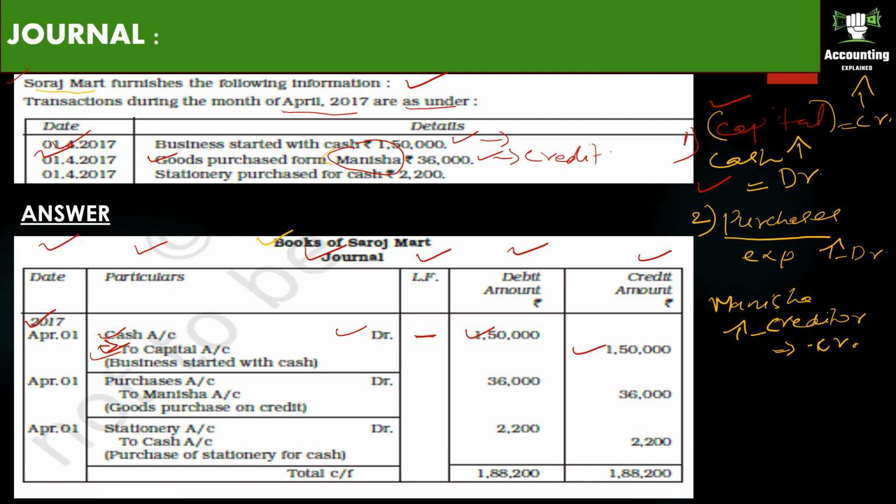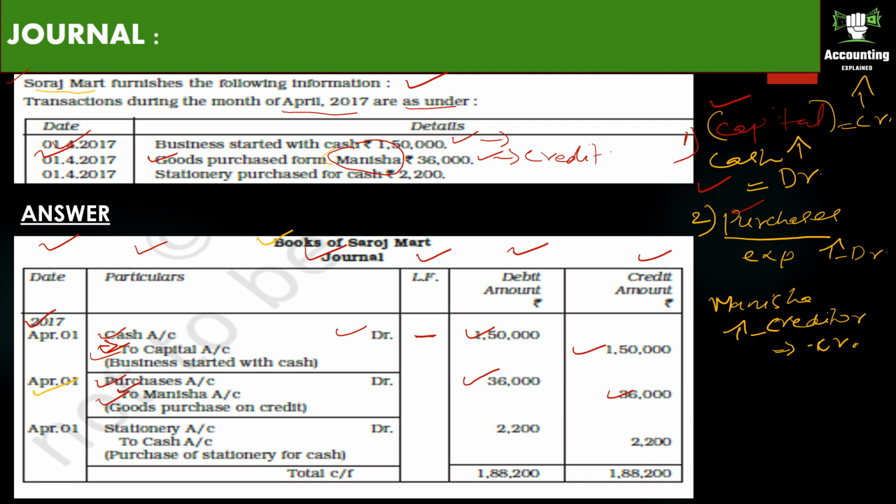So the date is also the same, 1/4/2017. Entry is, what you have to debit? Can you tell me? Yes, purchases. Purchases account debit. On the debit side 36,000. Indent and write the credit entry to Manisha account. On the credit side it is 36,000. What is the narration? Within the brackets, goods purchased on credit.